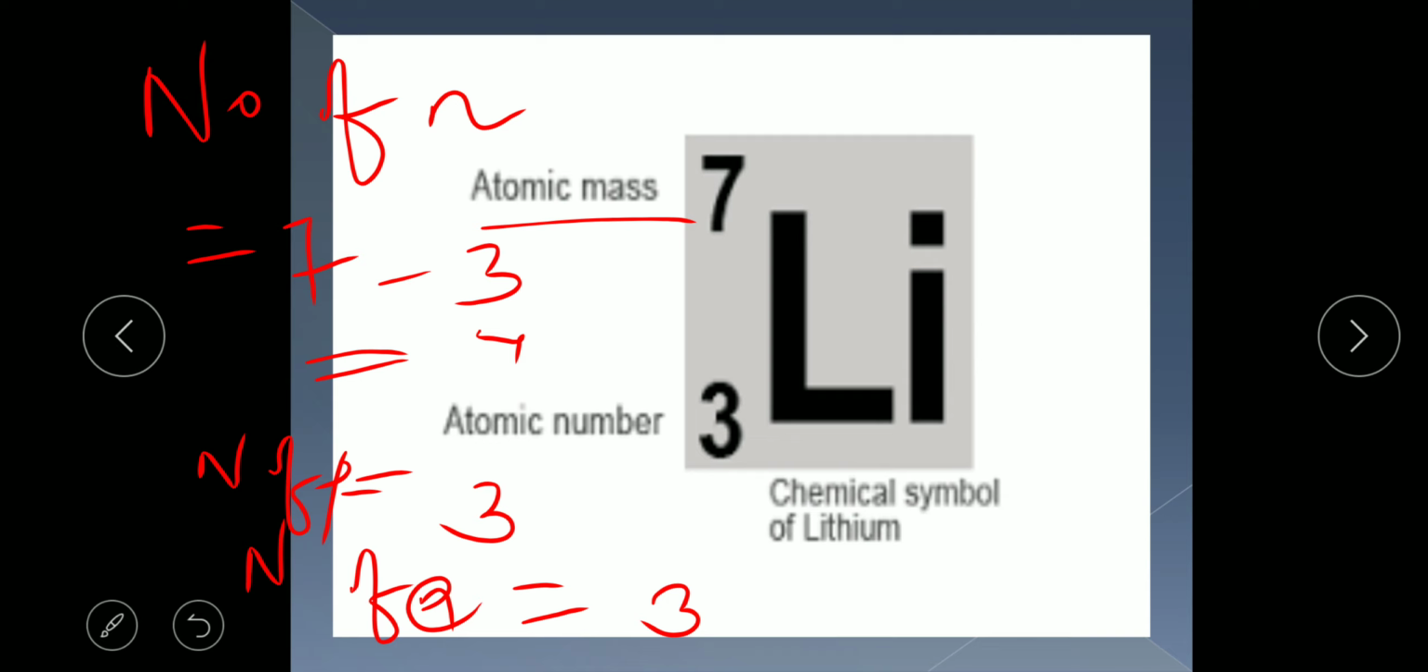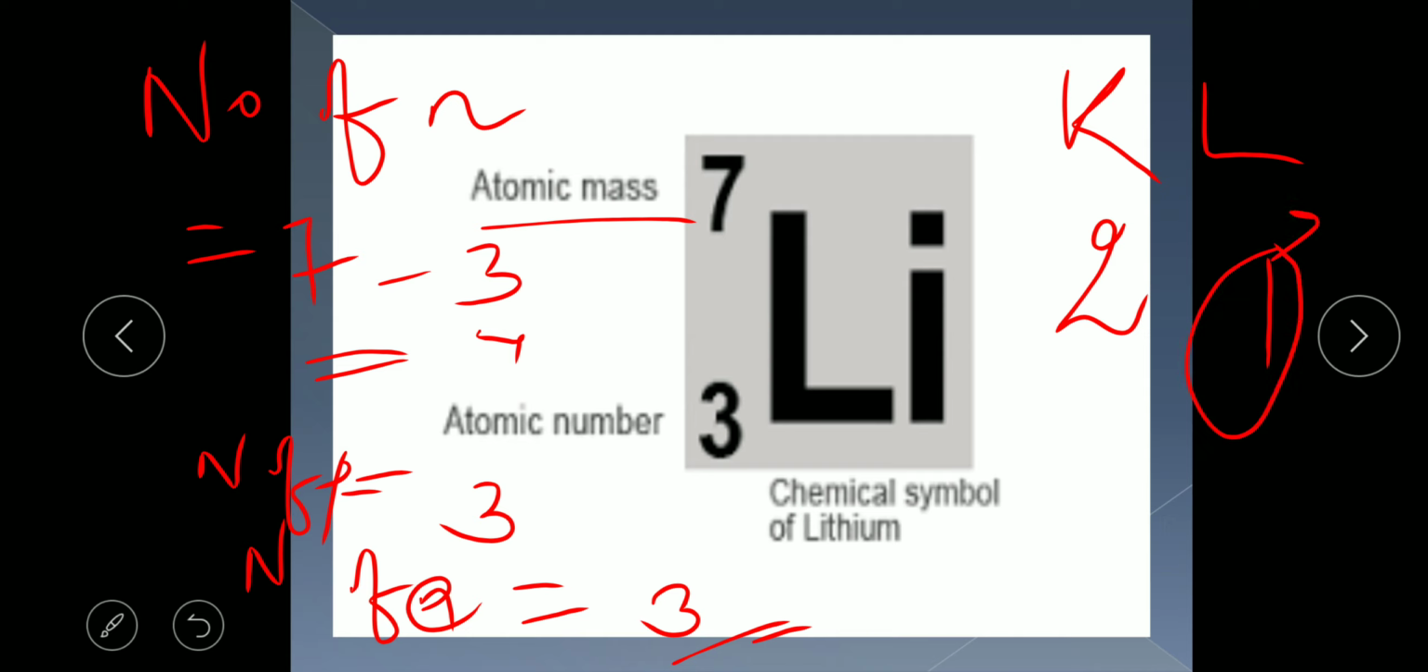Now what will be its electronic configuration? K shell, L shell. How many electrons will go in the K shell? 2. How many electrons are left now? 1. 3 minus 2, that is 1. So in the L shell it will have 1 electron. So will it give the electron or take the electron? It will give the electron. And when it gives the electron, will it be a metal or non-metal? It will be a metal. Okay. And it will form which type of bond? Electrovalent bond or ionic bond.